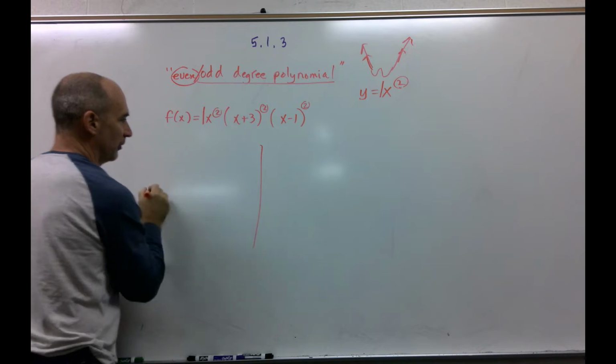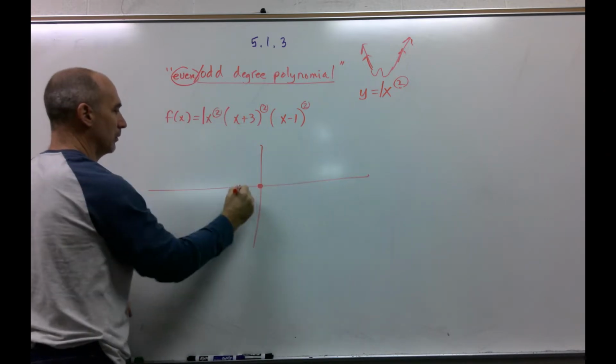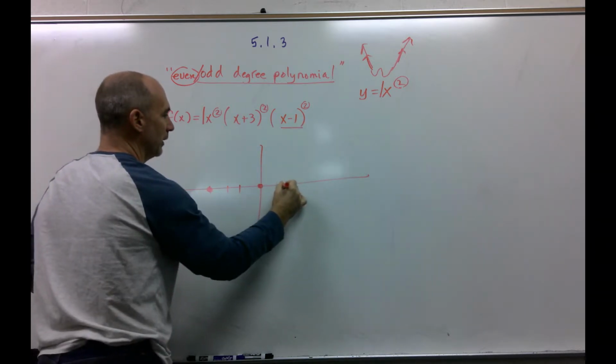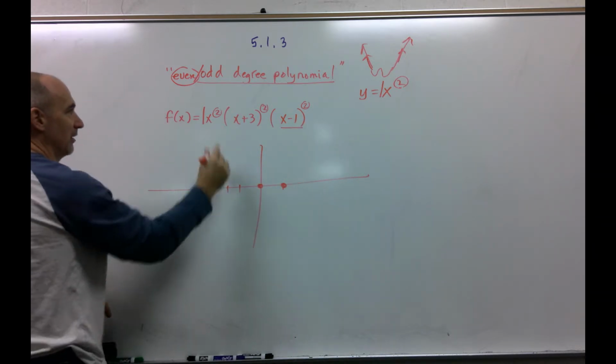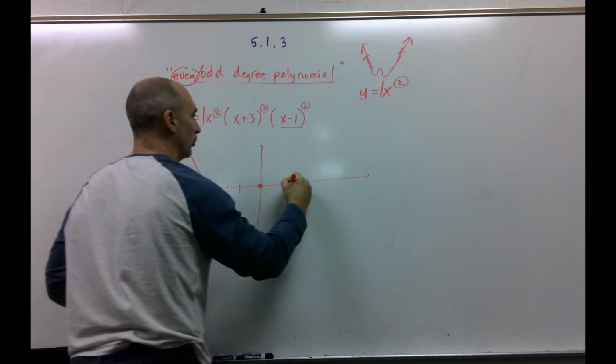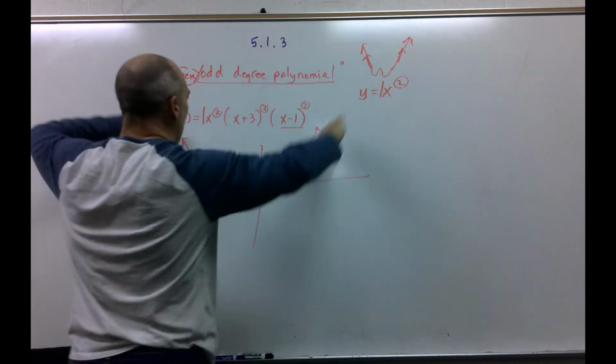So the first thing I do, find my zeros. There's a 0, there's another 0, and then 1 is another 0. And because it's even, I know a couple things. It goes like this, just like a parabola. Those are the outer extremities.